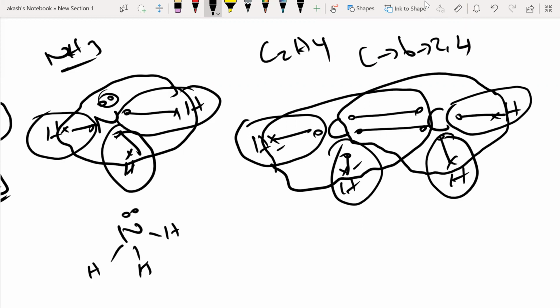So if you draw, there are no lone pairs in this case. Exactly, in this case, there are no lone pairs, because all the electrons involved here are involved in bonding.